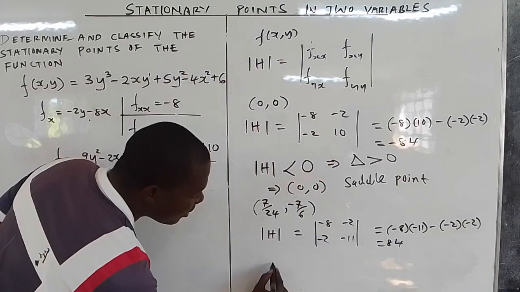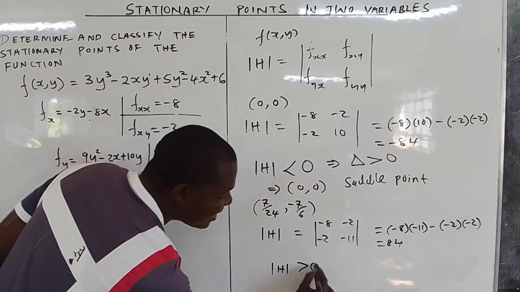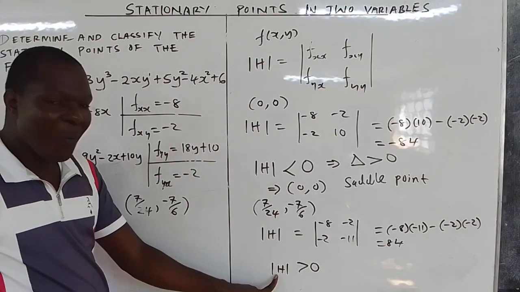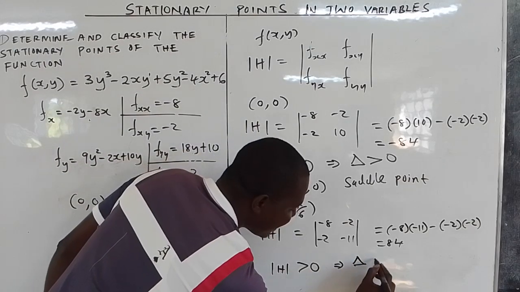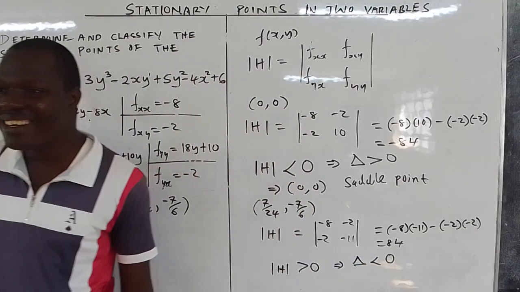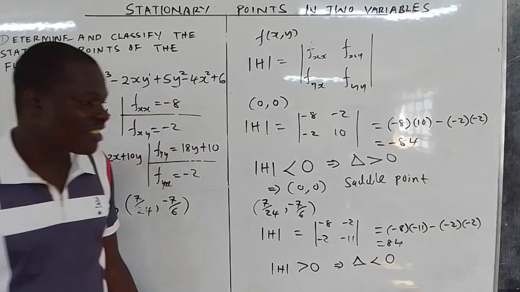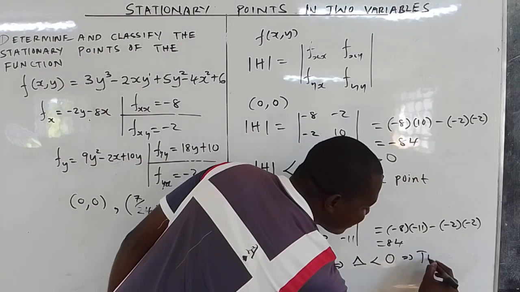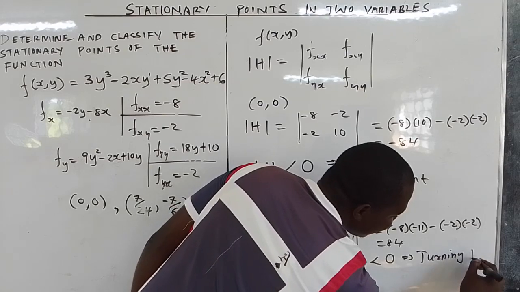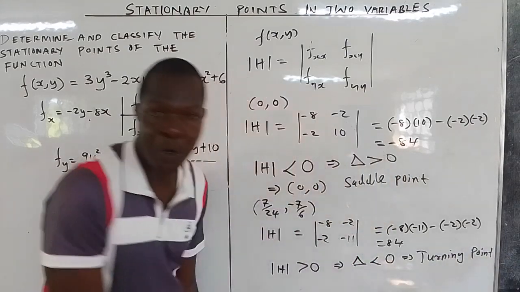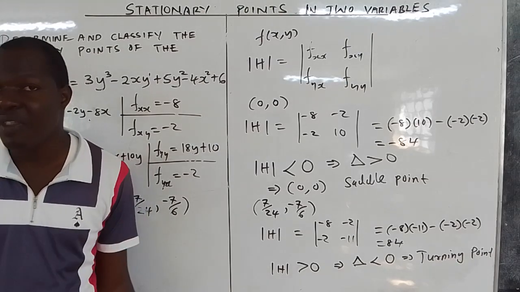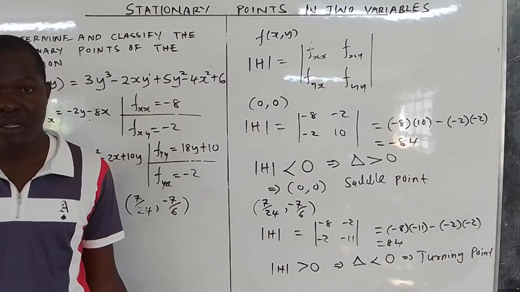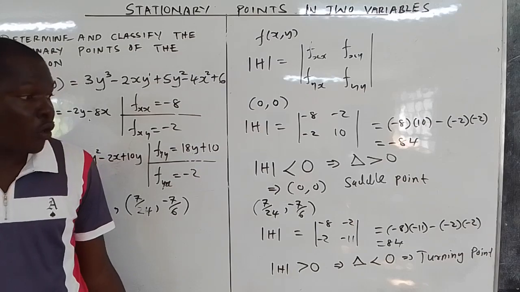So when you get 84, it means 84 is greater than 0. When the determinant of a Hessian matrix is greater than 0, what does it imply? It implies the discriminant is less than 0, and when the discriminant is less than 0, what does that imply? It implies a turning point. Are we together? Because the discriminant is the negative of the determinant of the Hessian matrix, isn't it? Are we together? So a turning point.